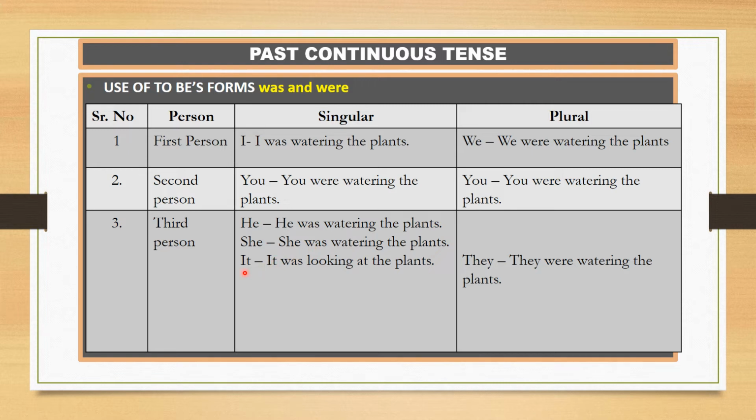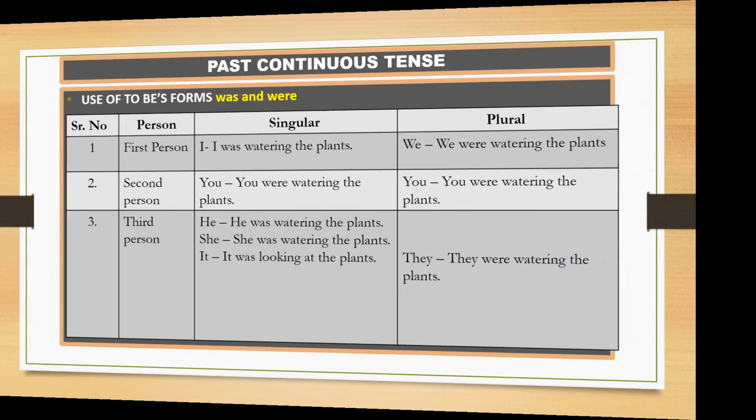If the subject of the sentence is it, we use was as the to be form. It was looking at the plants. If the subject of the sentence is they, that is third person plural pronoun, we use were as the to be form. So this is the use of was and were as the to be form in past continuous.